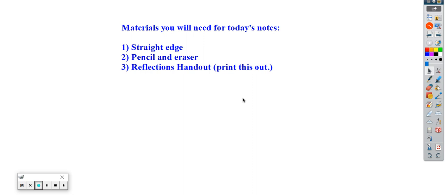And then hopefully you'll be able to print out the reflections handout that's posted on the website so you can practice right along with this video. If you do not have a printer, you can always follow along with graph paper.